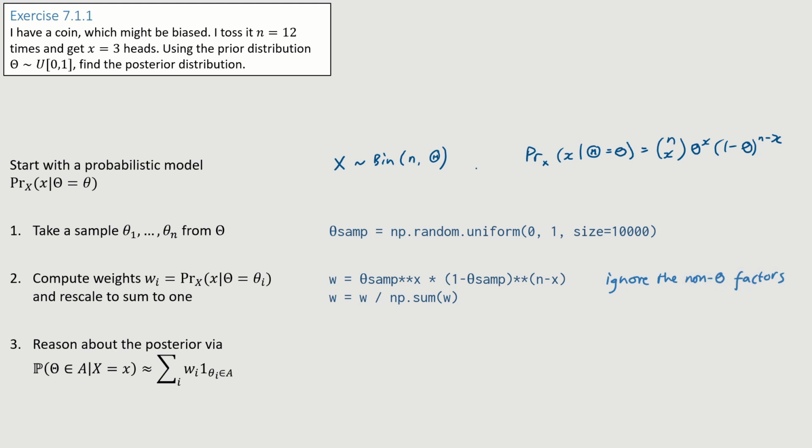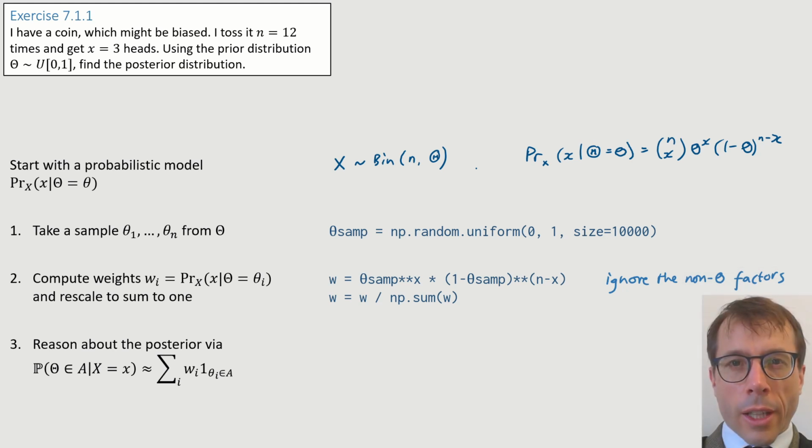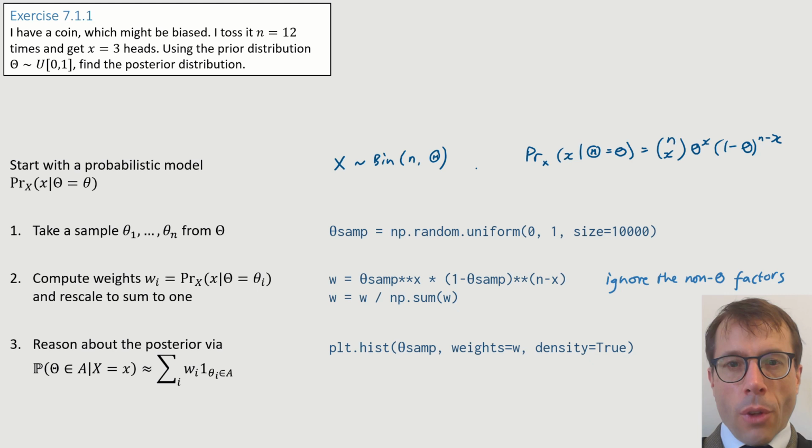Next step, compute the weights. The weight is just the likelihood function for the data set, and we write that out at the top. I didn't bother computing the binomial coefficient at the front because we're going to rescale the weights to make them sum to 1 anyway, and so any non-theta terms will just cancel out. Finally, report whatever we like. For example, we could plot a histogram of the posterior distribution, which we can do very easily with matplotlib using the weights equals w option. So that's all there is to the computational approach.